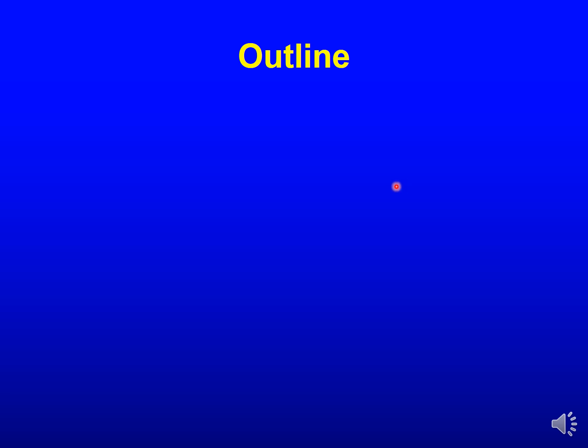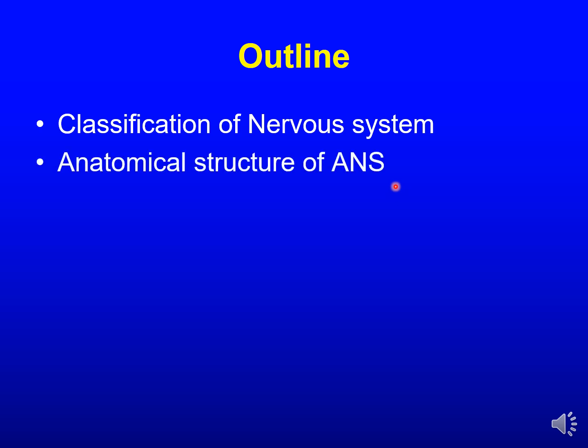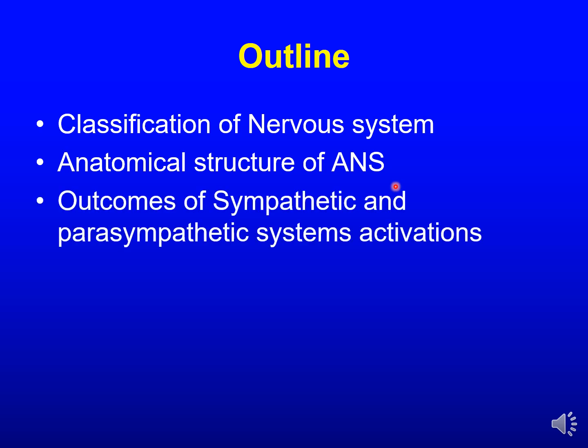The outline of this presentation will include the classification of the nervous system in general. Then we will talk about the anatomical structure of autonomic nervous system that is important from pharmacological point of view. Then we will talk about the outcomes for the activation and inactivation of sympathetic and parasympathetic nervous systems, which are the two limbs of the autonomic nervous system. And finally, we will talk about the receptors for both systems in the autonomic nervous system.